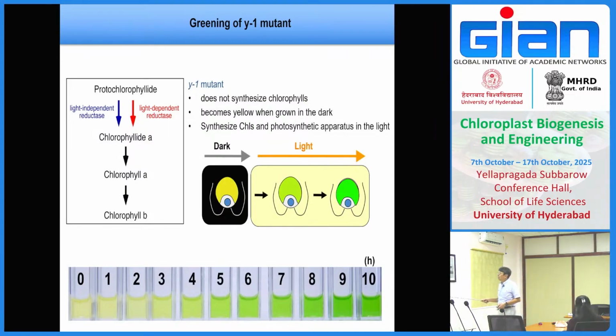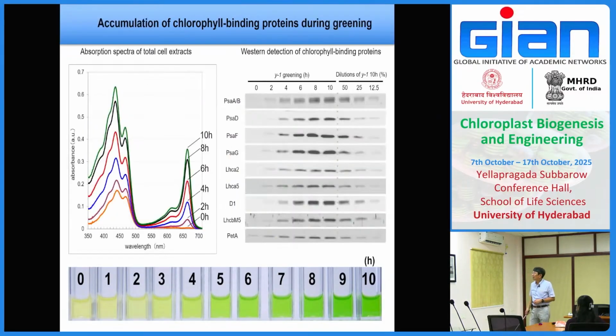And the advantage of Chlamydomonas is that if the dark-grown cell is shifted to the condition of light, it starts to synthesize chlorophyll, and then in about 8 hours, it becomes fully green. So we can follow the process during greening using this Y1 mutant of Chlamydomonas.